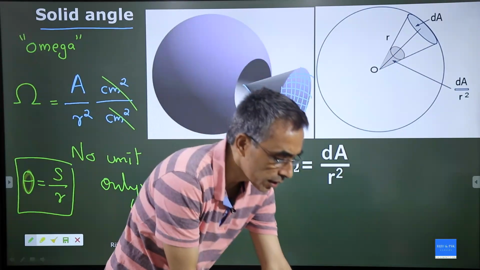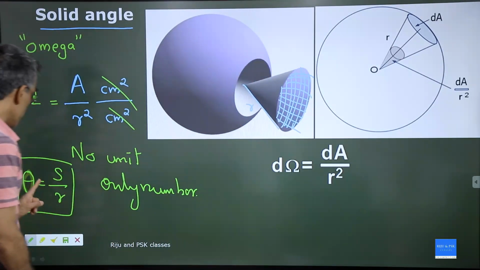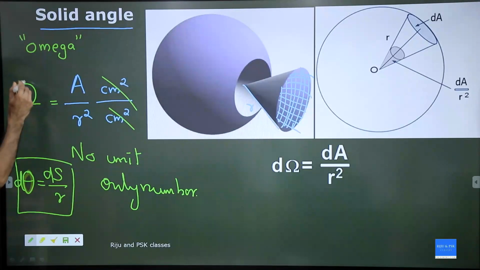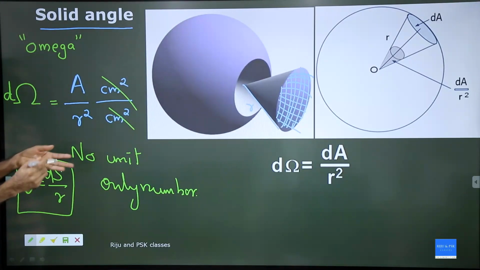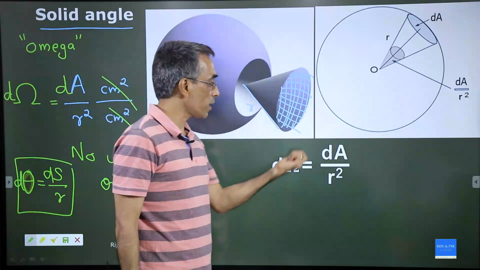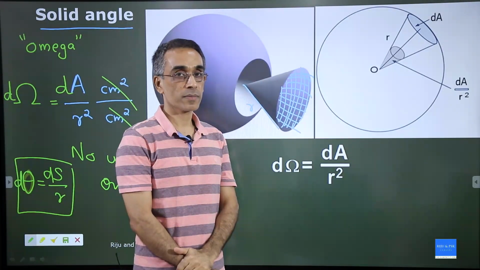And how is that defined? You remember earlier, though this was the basic definition, we put a d here to tell you that it is very small, and we put a d here also to tell you that it is very small. So same thing is done here. With this omega, I will put a d, d omega. With this area, I will put a d, dA. d omega equal to dA by r square is the definition of solid angle.